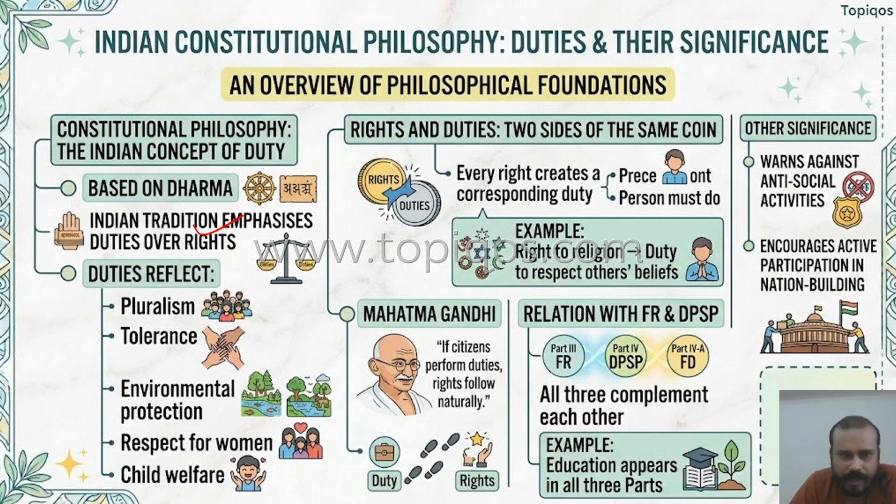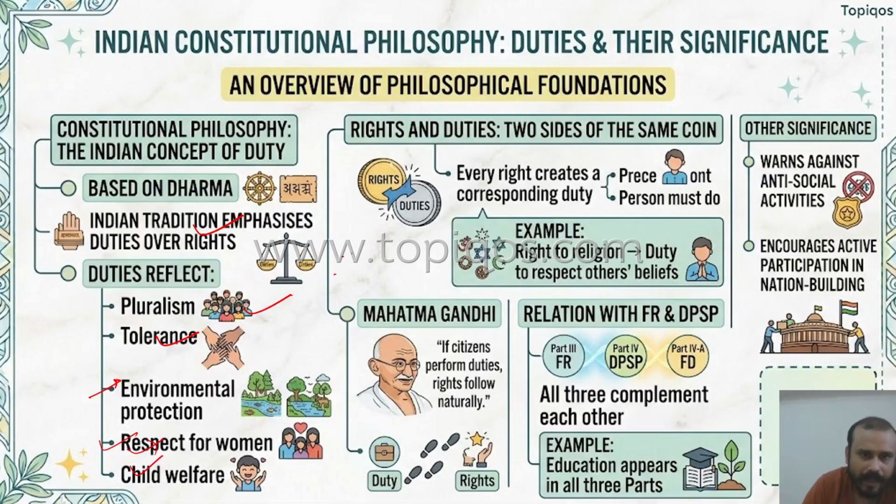Based on dharma, along with rights, duties are also there. So what does it represent here? Duties represent pluralism. We have tolerance. If you talk about any civilization in power, they have always shown respect to women. Even in wars, women and children were not touched. Obviously exceptions are there, but in most wars, women and children were given safe passage. And this is also reflected in our fundamental duties. It reflects tolerance.